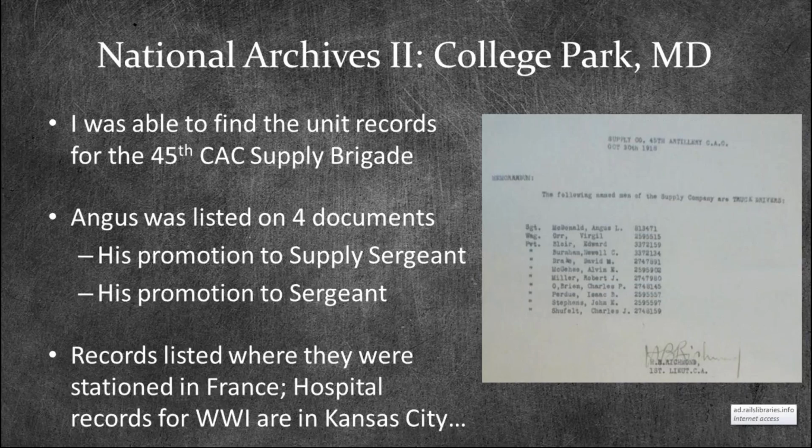So after searching through all of the 45th Coastal Artillery Supply Brigade records that they had, I was able to find 4 documents that had Angus's name listed on it. The one you see here shows him as the sergeant of the unit, along with the men under his command, his promotion to supply sergeant, and then his promotion to sergeant. So I had the best information on him that I had had in the 7 years I've been researching.